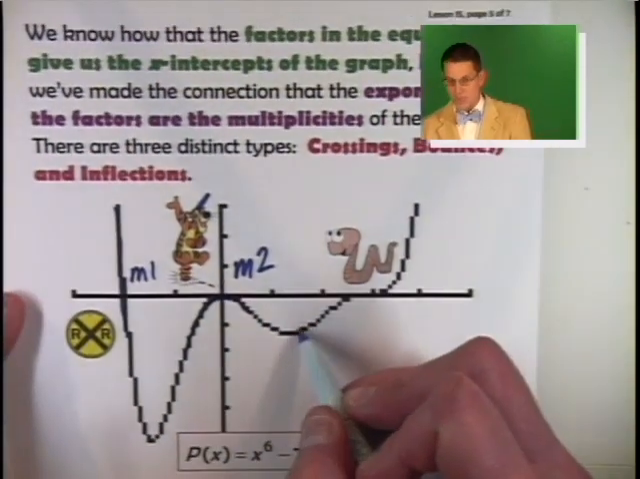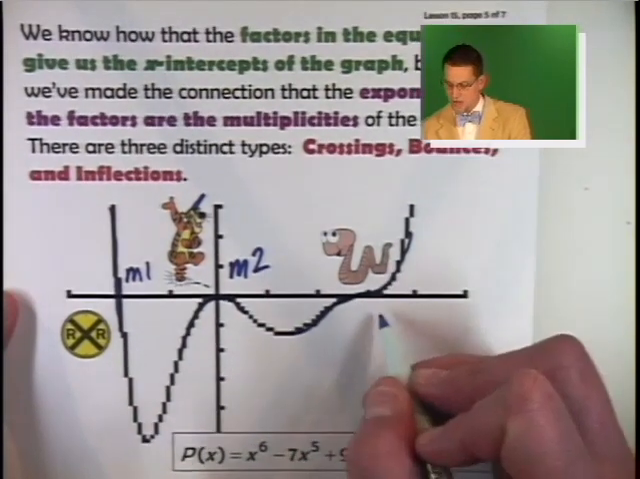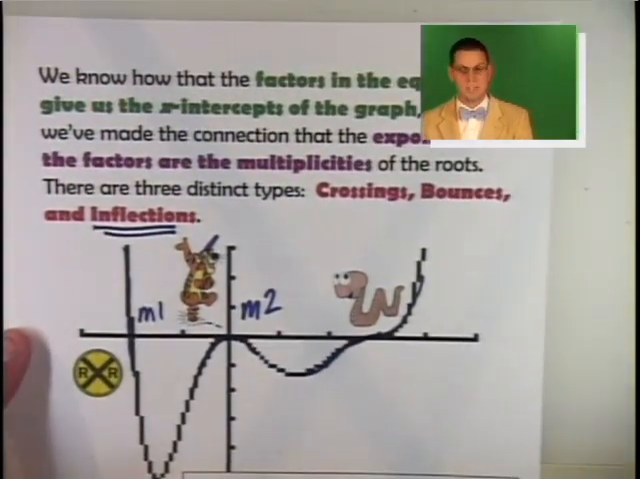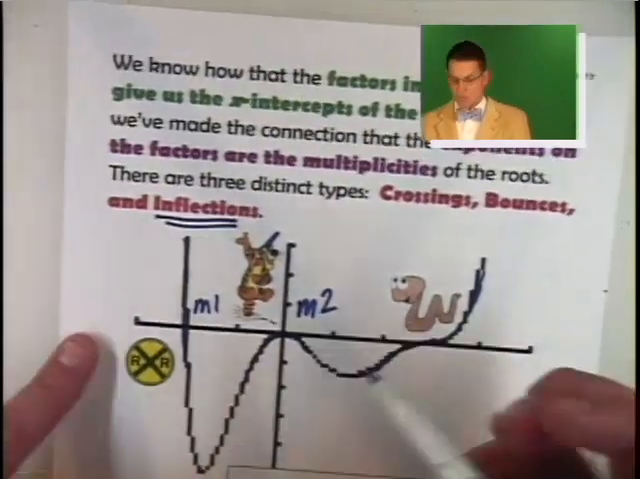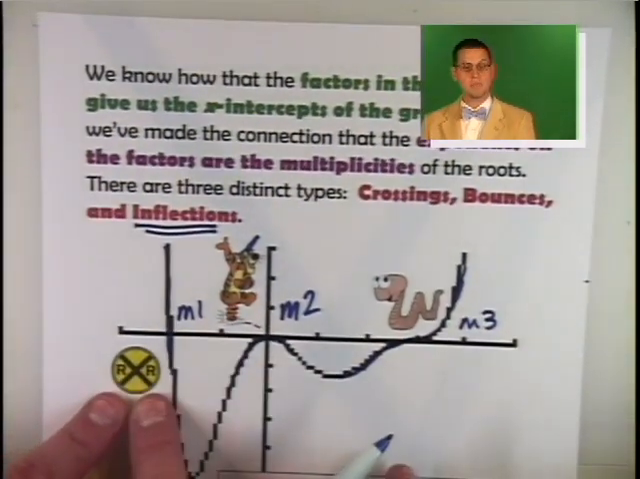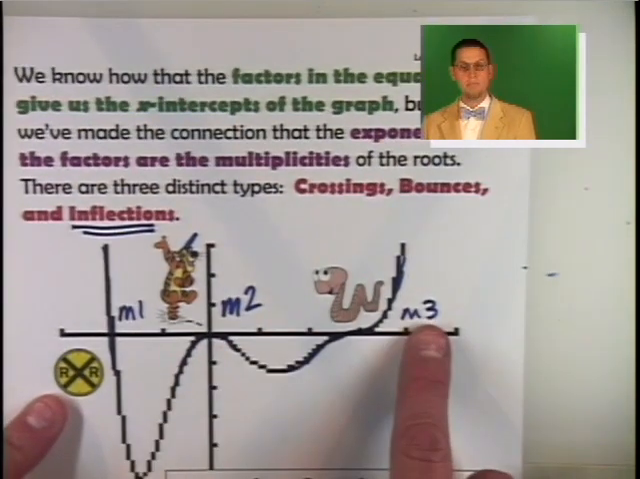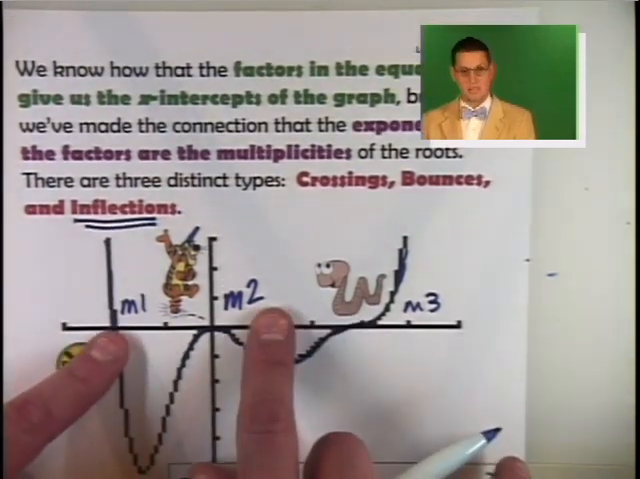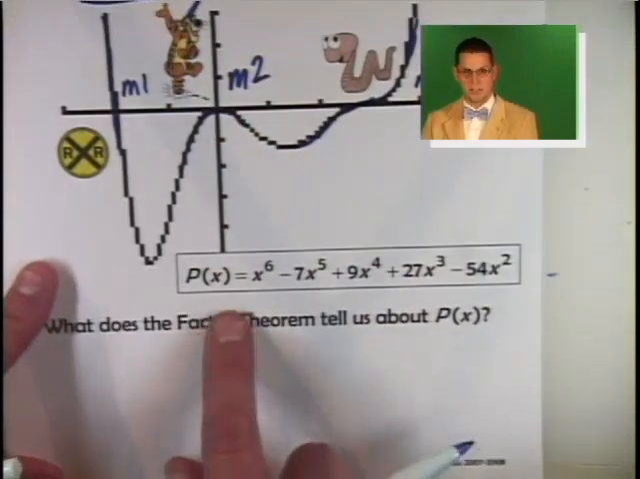Okay. Then we have these over here that seem to wiggle as they cross the x-axis, and we call that an inflection point. Okay? It inflects across the x-axis much like this wiggly worm, and that is an M3 or a triple root. So we have an M1 crossing, an M2 bounce, or an M3 inflection or wiggle. Okay? And these are in fact the exponents. Now, let's look to see what this equation actually is. It's this polynomial right here.